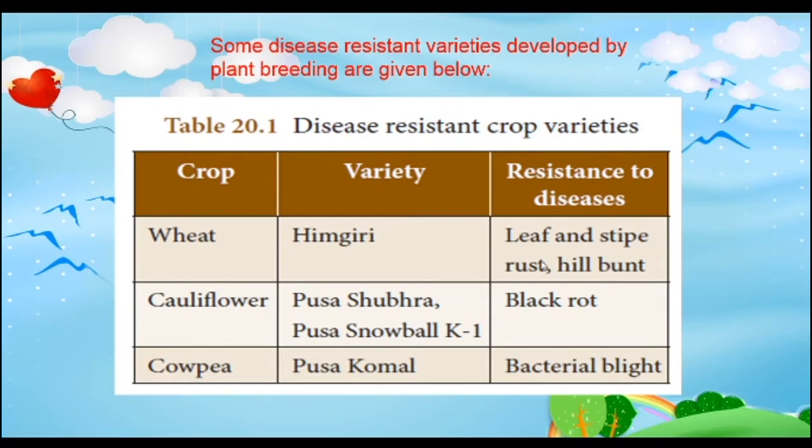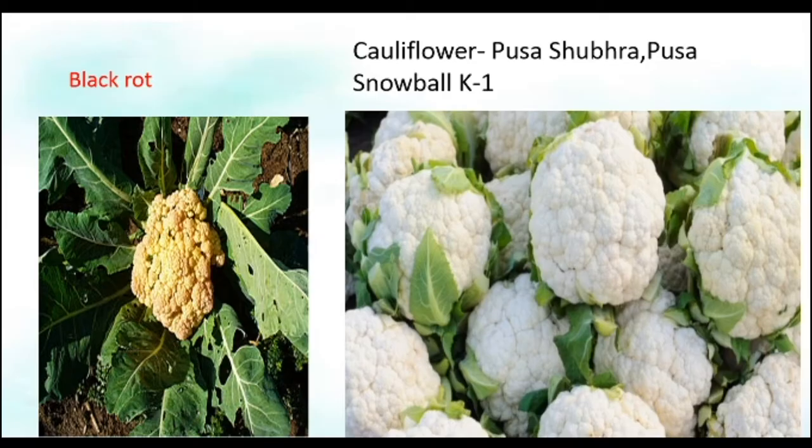So what's the disease? It is black rot of cauliflower. So look at that, how nice it is. It is white in color and in very healthy condition, as well as so pure. So it avoids the disease. But look at this, the opposite side. So this is the disease. Some disease has affected these cauliflower plants.